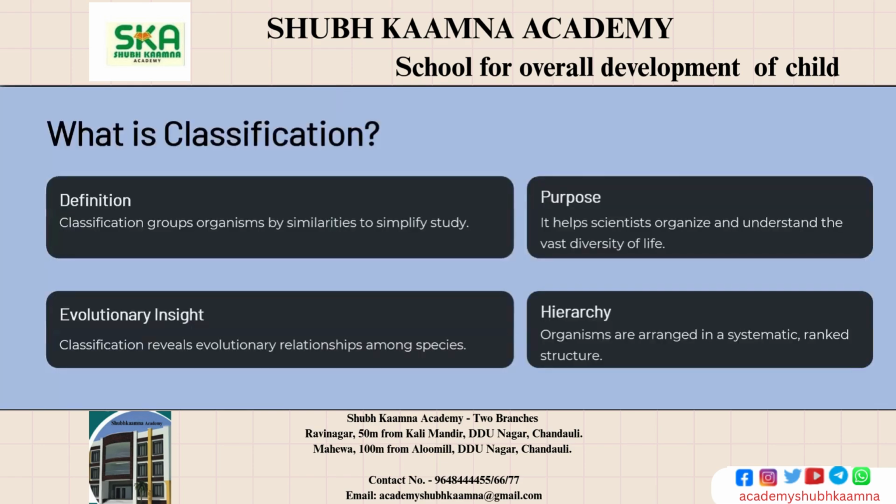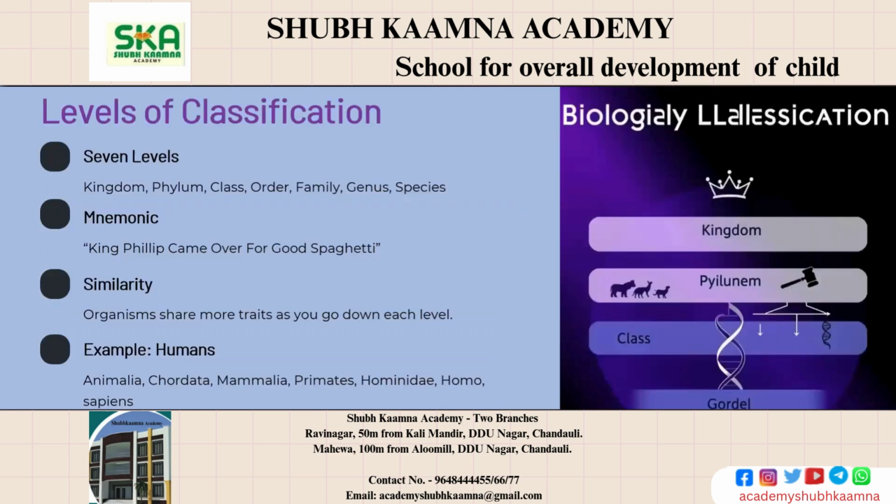With so many organisms on Earth, scientists need a way to organize them. That's where classification comes in. Classification is how we group living things based on their similarities. It helps us study them more easily. It also shows us how organisms are related through evolution. We use a system that ranks organisms from broad groups down to the very specific ones.